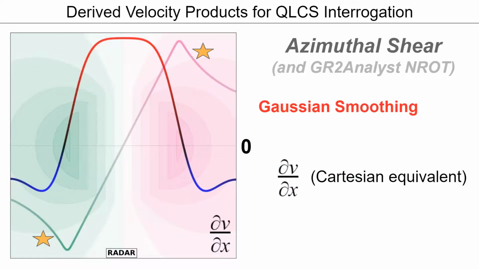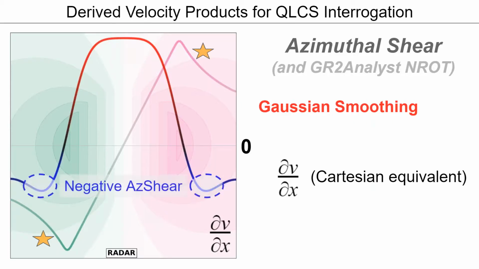Okay, so now what we're going to do is azimuthal shear, which is basically measuring shear across these azimuths. What I did here is apply a Gaussian smoother that's going to give the resulting trace if we use that same horizontal cross section as before. Putting it another way, AzShear is the differential radial velocity with respect to azimuth. And this is precisely what NROT, or normalized rotation, in GR2 Analyst does as well.